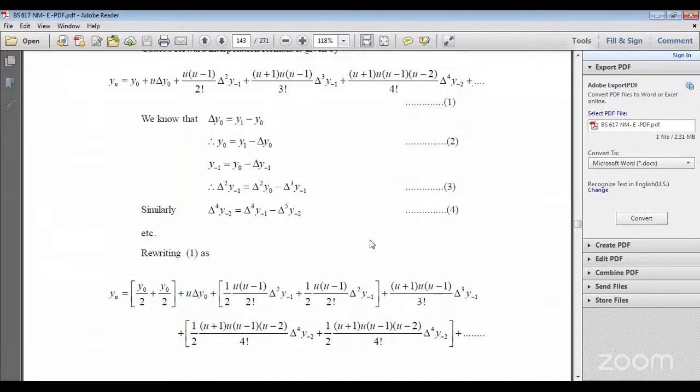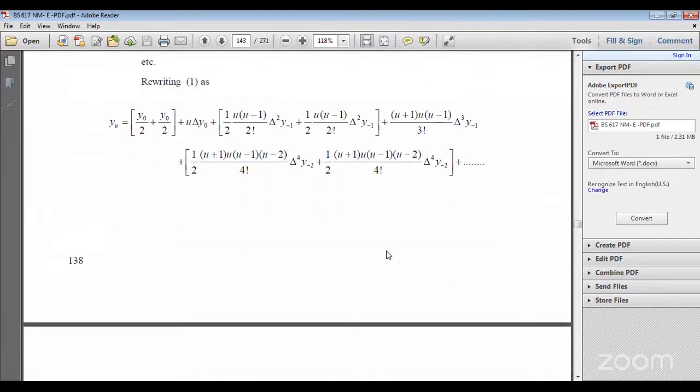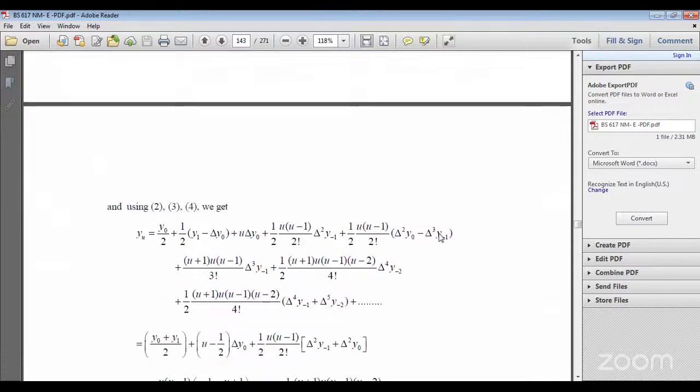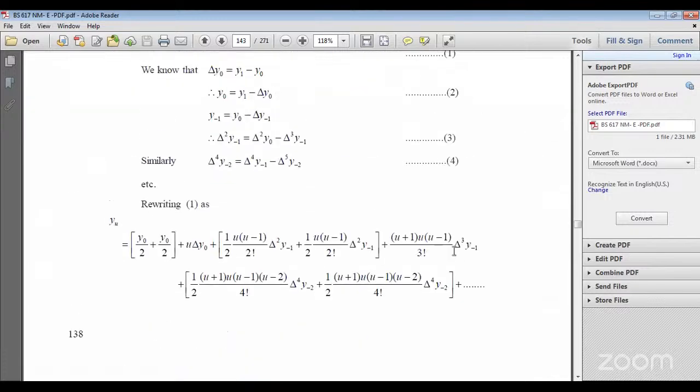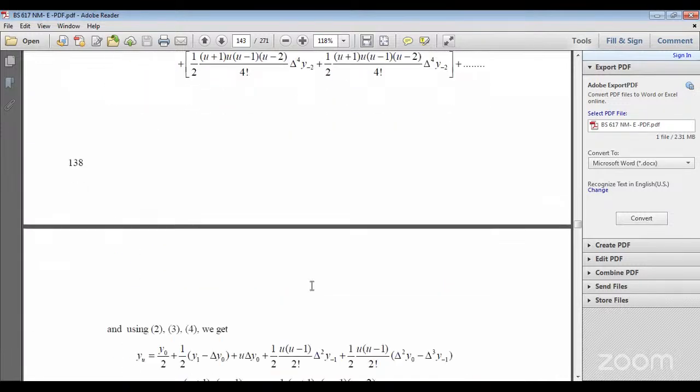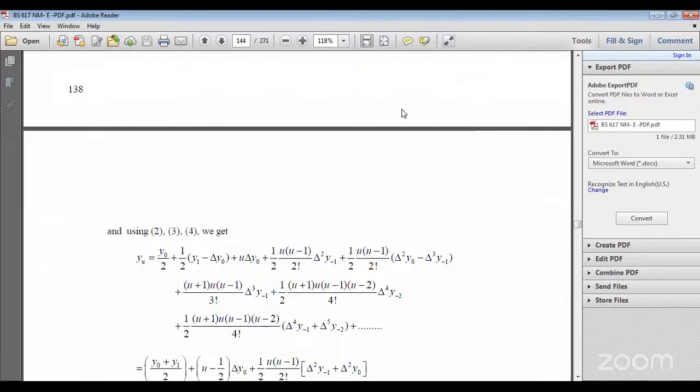Plus u plus 1 into u into u minus 1 by 3 factorial del cube y minus 1, and 1 by 2 into u plus 1 into u into u minus 1 into u minus 2 by 4 factorial del power 4 y minus 2. And using these formulas, I am taking y naught is equal to y1 minus delta y naught, del square y1, and del 4 y minus 2 values and applying them here.